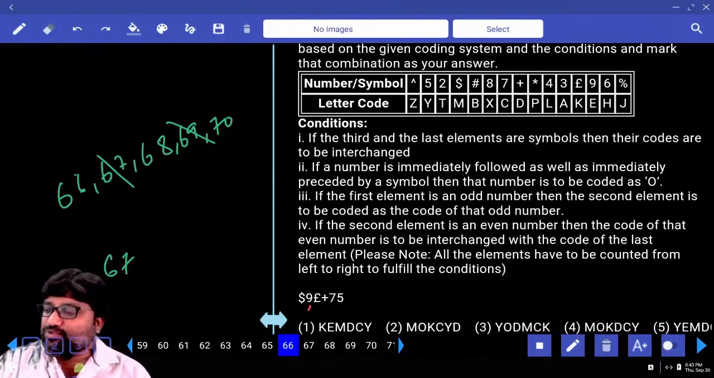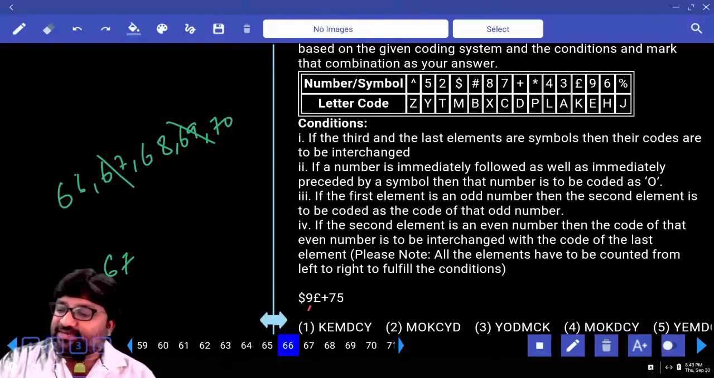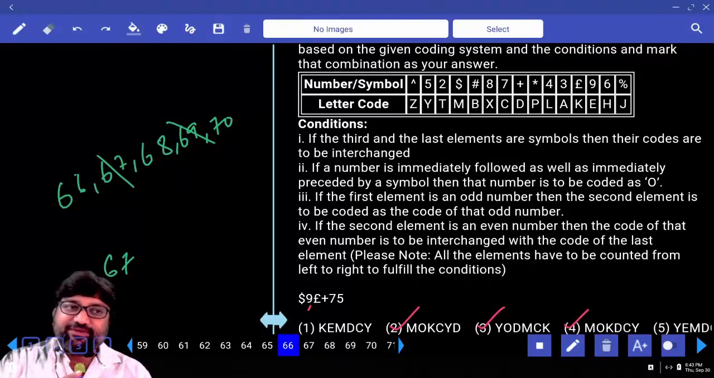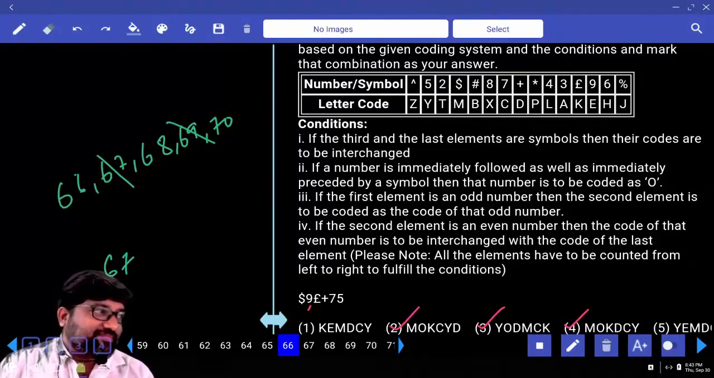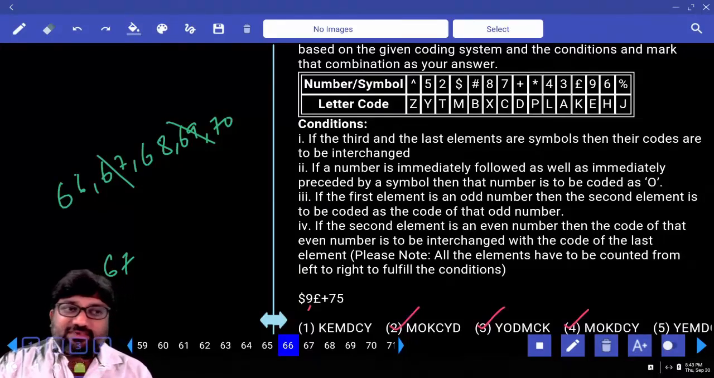So 9 becomes O. How many possibilities do I have? I have 3 possibilities. 1, 2, 3. Now this is where you have to act smartly. Look at the last letter of every option. Look at the last letter of those 3 options.